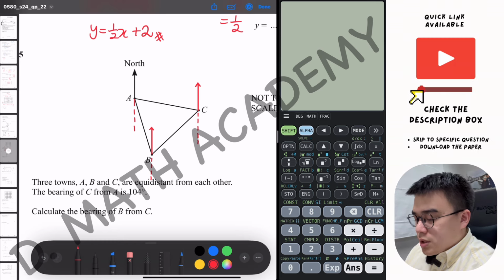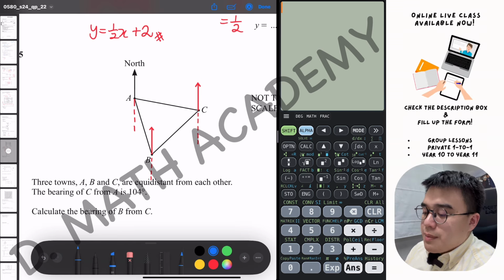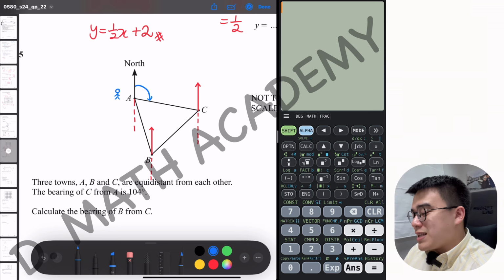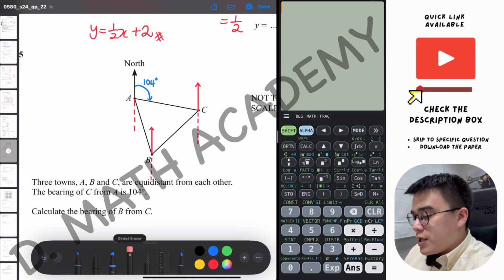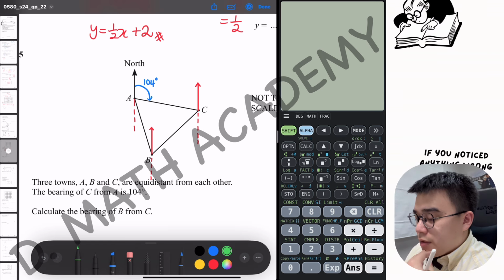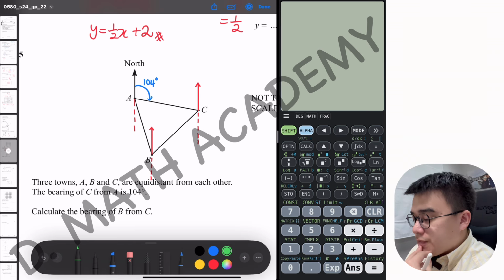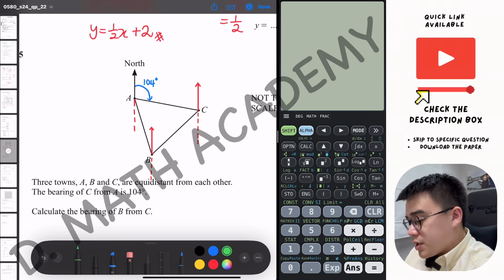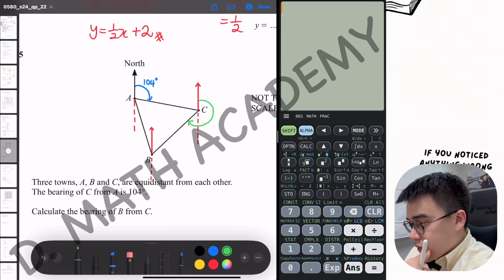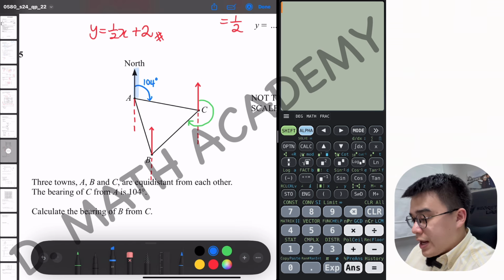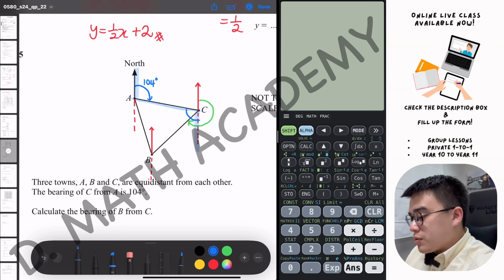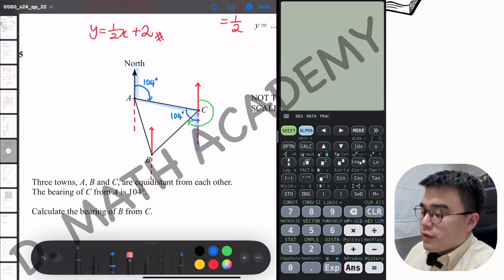Next thing that I would like to do is to dissect the information given. They mentioned that bearing of C from A means that our avatar is standing here trying to look towards C. So this part right here is worth 104 degree. And then how is this going to help us to find the answer? So I'm going to use bearing of B from C. So they want us to trace all the way from here. First thing first, I'm going to use my alternate angle concept to remind myself that this right here is actually 104 because of alternate angle.